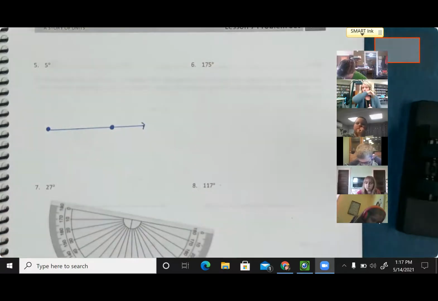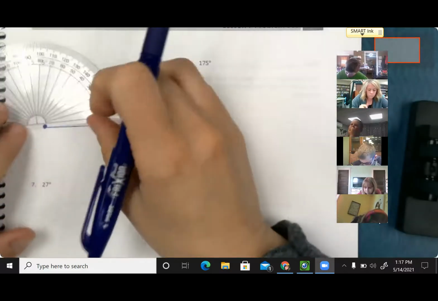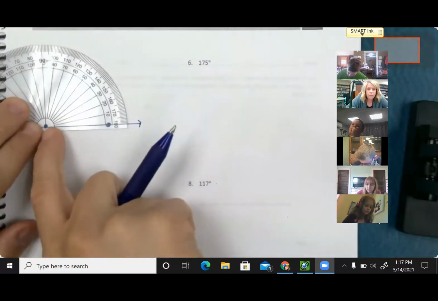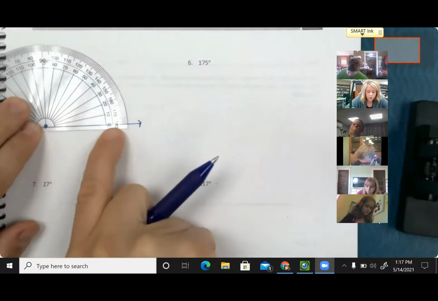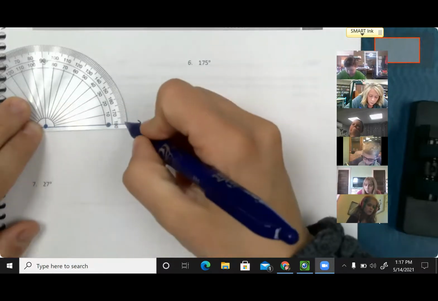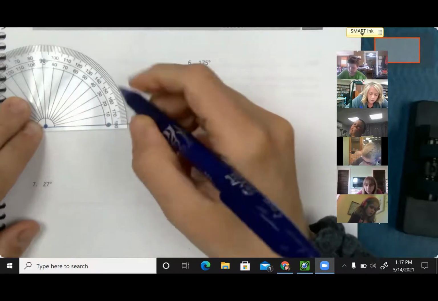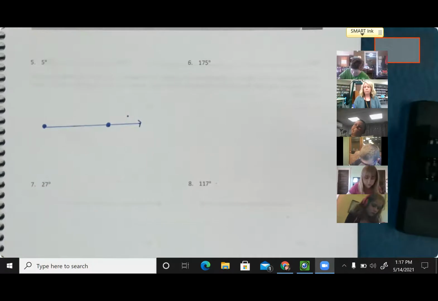So I have a ray. Go ahead, Soren, create a ray. I did. Okay, now I'm going to put my protractor on my ray and make sure I'm lined up at the center and I'm lined up with 0. Now I have to find 5 degrees. It's so tiny. So here's 0, here's 10. I'm going to go right in the middle of this long tick mark and create a point there. 5 degrees.